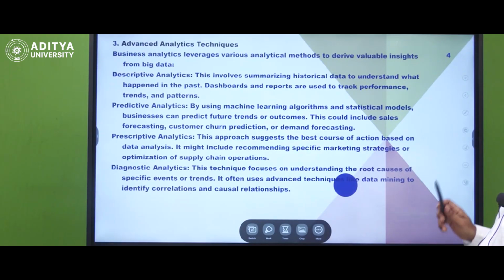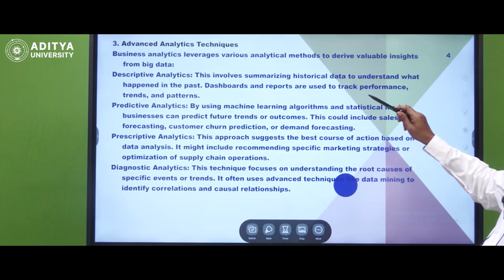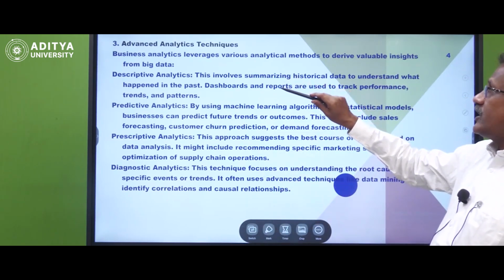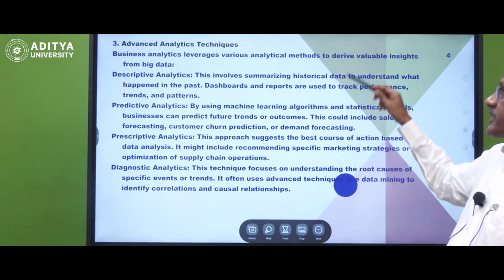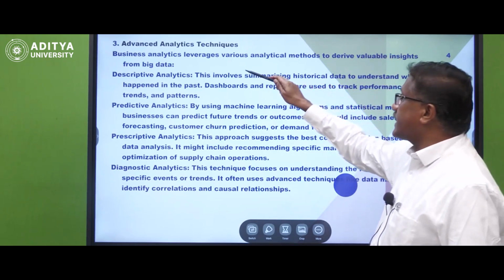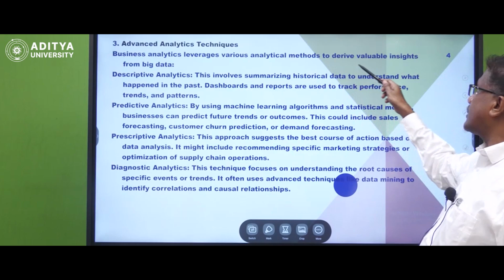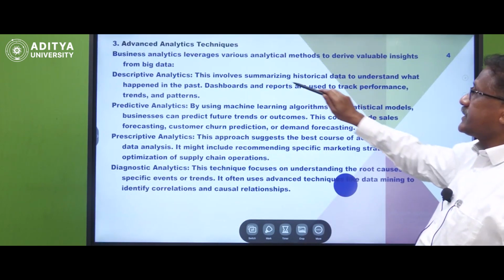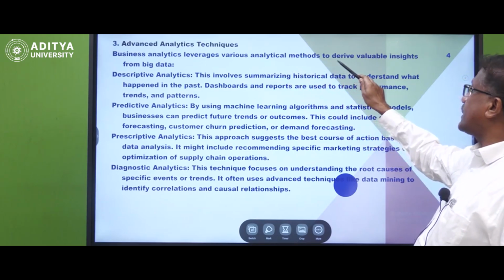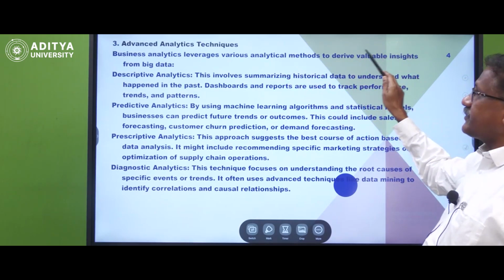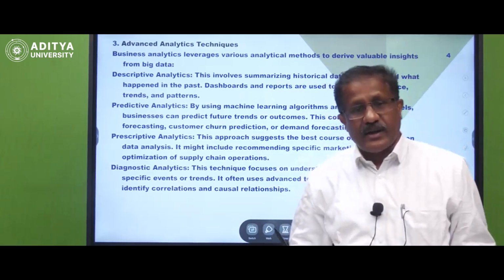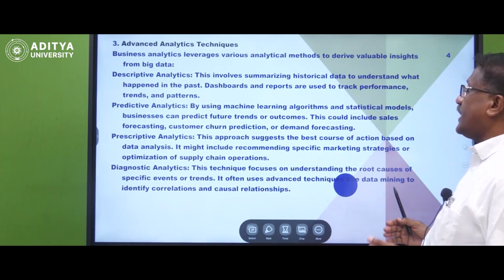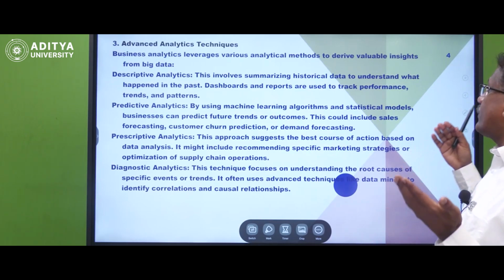And the third point is very important. This third point only we are going to elaborate in the complete session today. Here, advanced analytical techniques. What are the different types of techniques here? Business analytics leverages various analytical methods to derive valuable insight from big data. Whatever data is available from big data, from the various resources, we are going to leverage and analyze with the help of many methods.